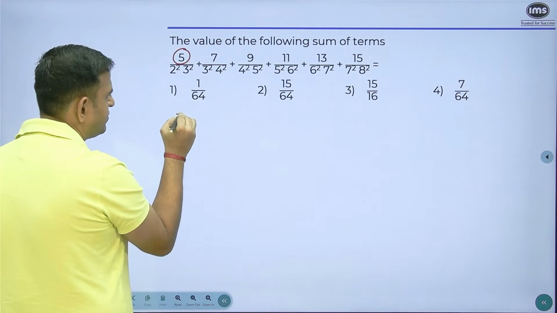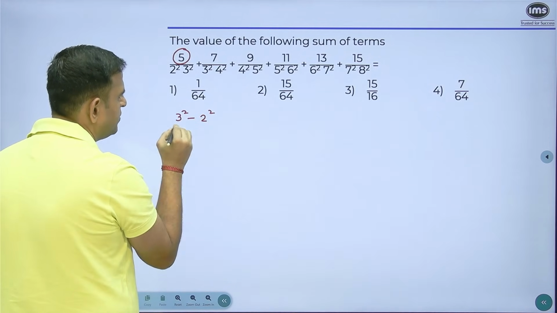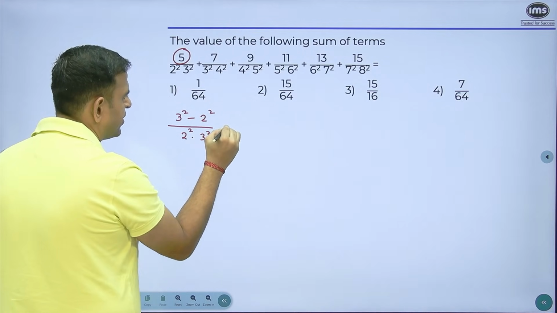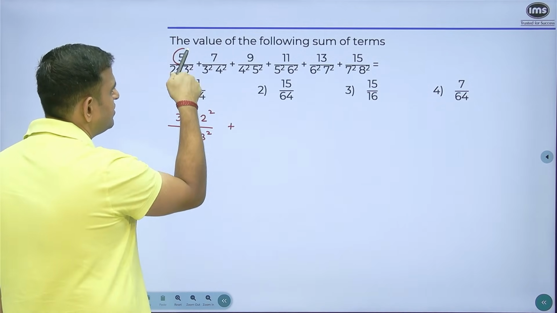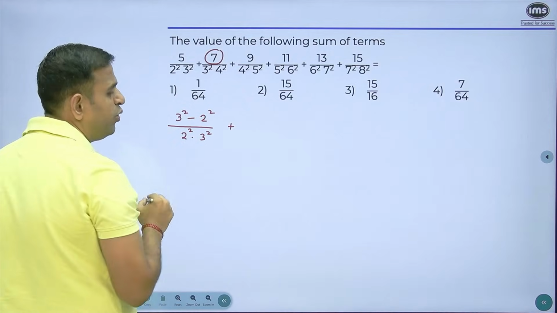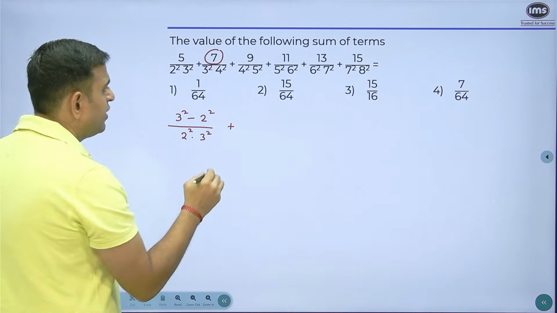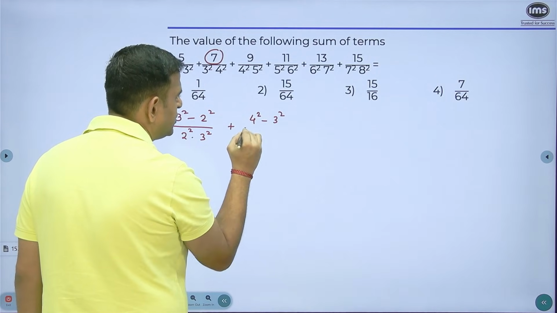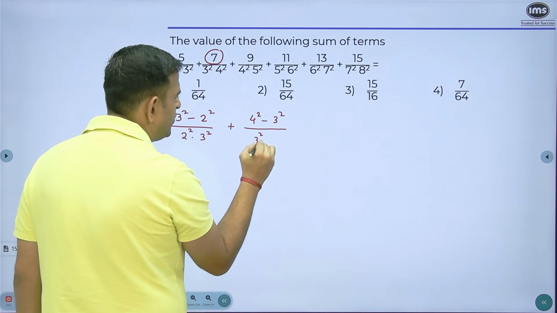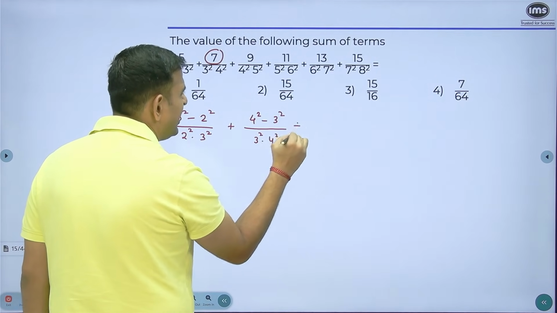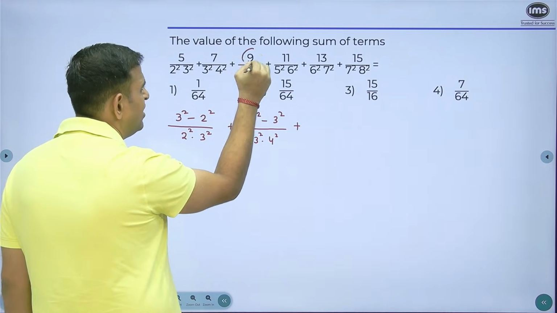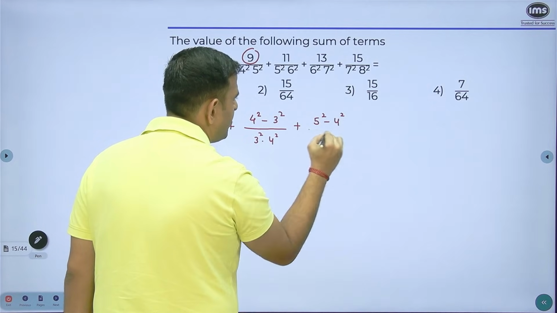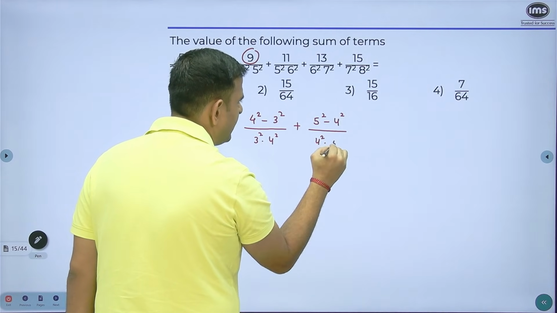So I will write, suppose the first term, I will write the number 5 first of all as 3 square minus 2 square upon 2 square into 3 square. The next term 7, which I told you is 4 square minus 3 square. So 4 square minus 3 square divided by 3 square into 4 square. Then in the same manner, the number 9 should be 5 square minus 4 square upon 4 square into 5 square.